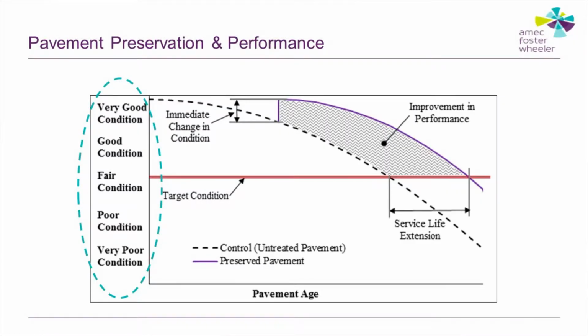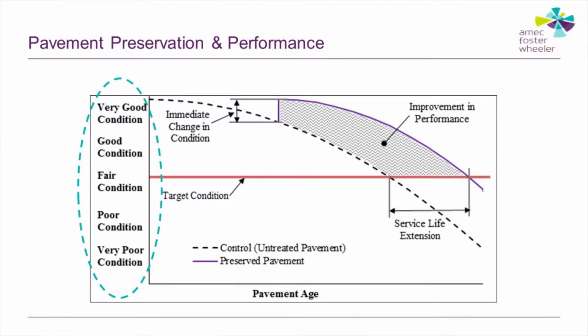Now, the figure that you're looking at here on the screen is trying to illustrate the effects of pavement preservation on performance. And there are two effects, really. There's not one of them. The first one is what you're looking at here. There is an initial condition change, sometimes referred to as an initial condition jump. So that's what happens immediately after the preservation treatment is applied.